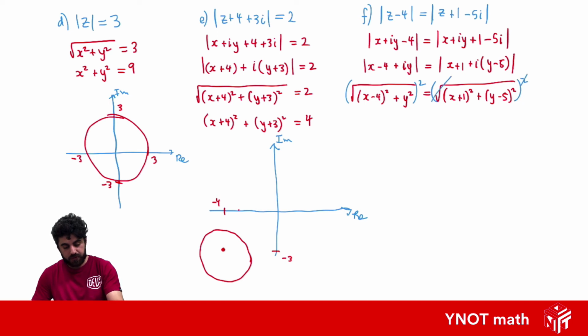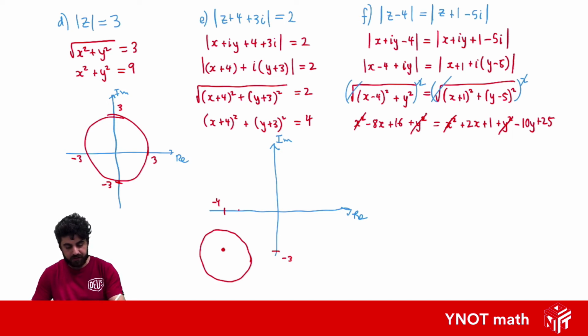So the square and the square root all cancel out. Let's go ahead and expand our brackets. So we get x squared minus 8x plus 16 plus y squared equals x squared plus 2x plus 1 plus y squared minus 10y plus 25. The x squared will cancel. The y squares will also cancel.